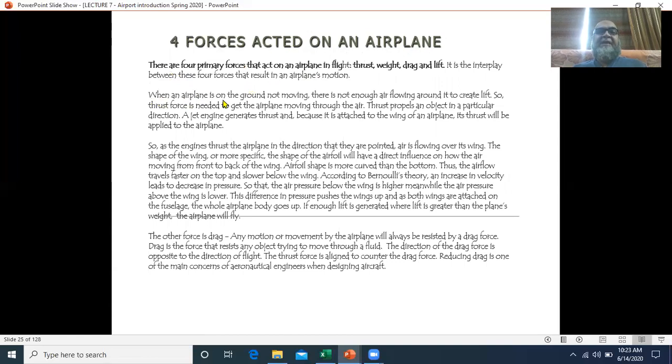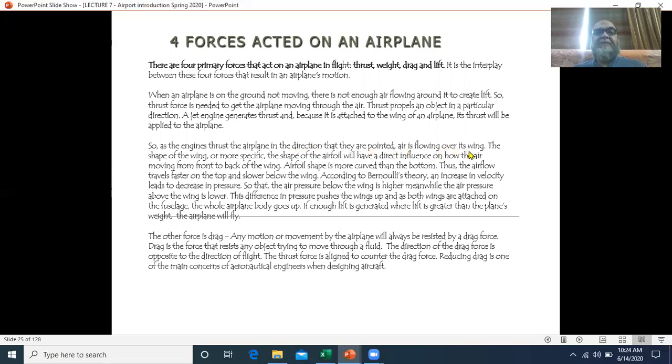So when an airplane is on the ground, not moving, there is not enough air flowing around it to create lift. So the thrust force is needed to get the airplane moving through the air. Thrust propels an object in a particular direction. A jet engine generates thrust, and because it is attached to the wing of an airplane, its thrust will be applied to the airplane.